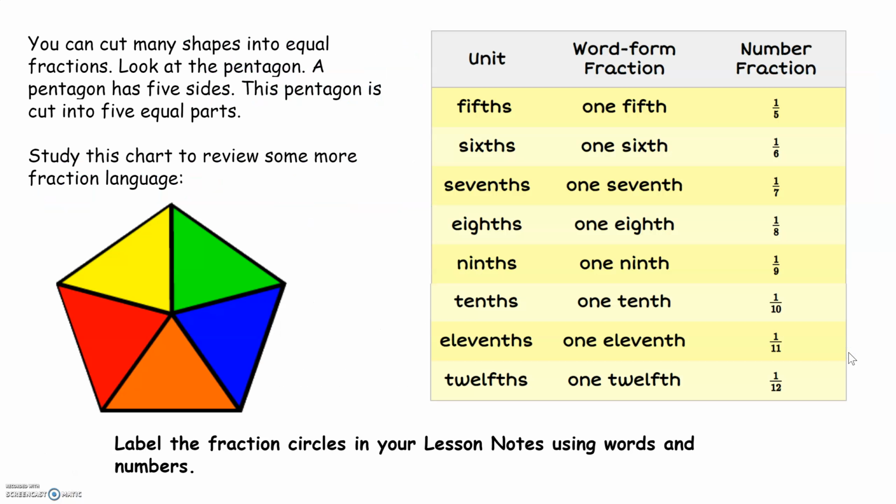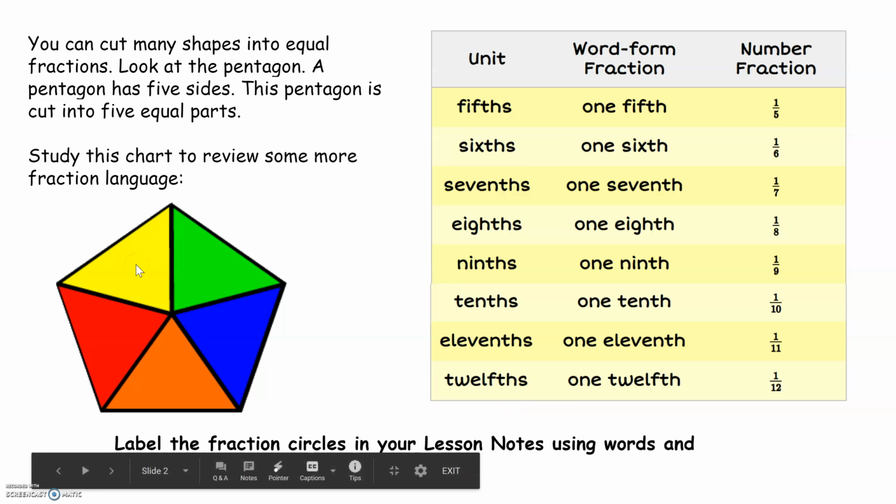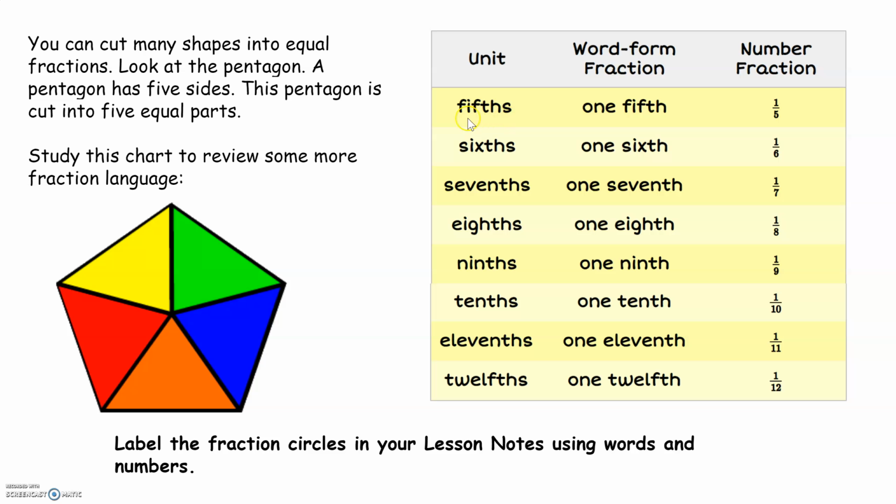In our previous modules, we learned that we can cut shapes into equal fractions. If we look at the pentagon, it has 5 sides. This pentagon is cut into 5 equal parts. So if we think about what we've learned so far about fractions, we know that these 5 equal parts would be called fifths. The fractional unit would be fifths. If we are going to talk about one of our pieces, that would be a unit fraction.